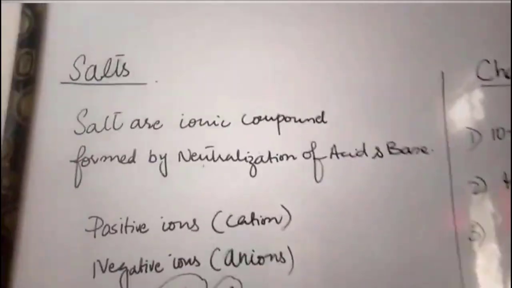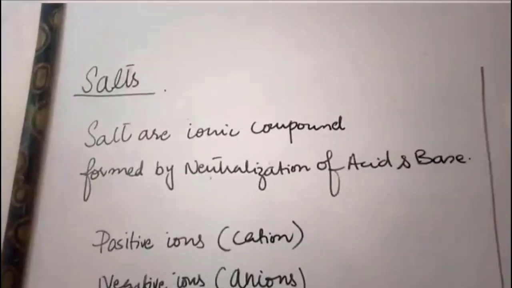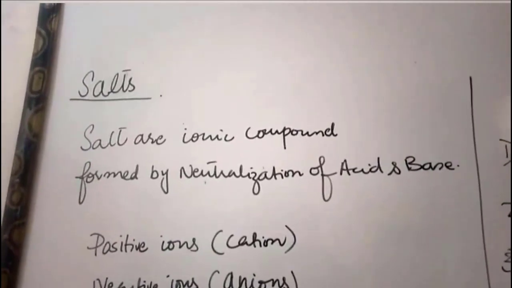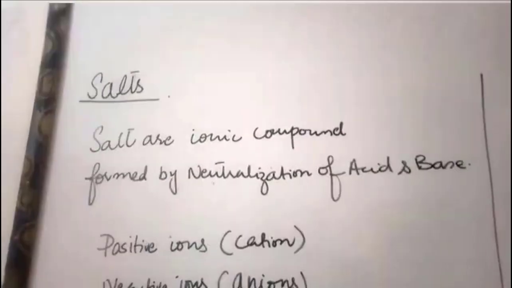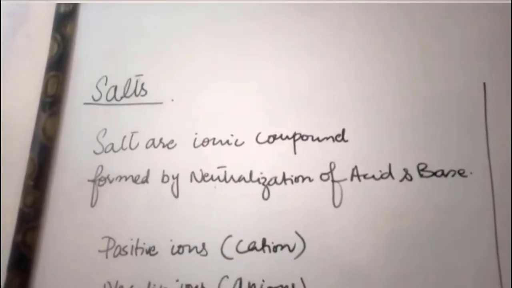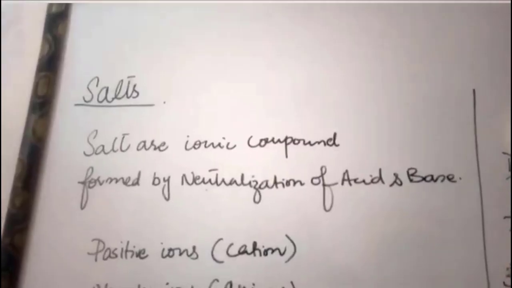Okay. What are salts according to your book? Salts are ionic compounds formed by the neutralization of acid and base. We have studied the properties of acids as well as the properties of bases, that when acid and base react together they form salt and water. You can see in this equation.